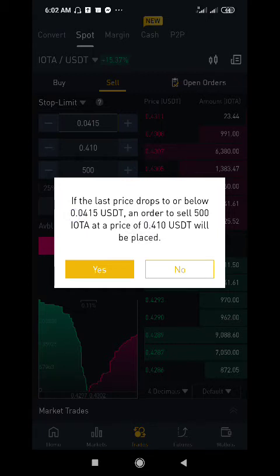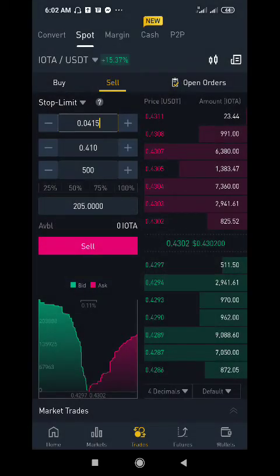But if it does not get to this level, your sell order will not be placed, and you come back the next morning and see that the price has moved past the level you thought it would. Okay, so I'm not placing this order right now. I will now say cancel. So that's all for now.